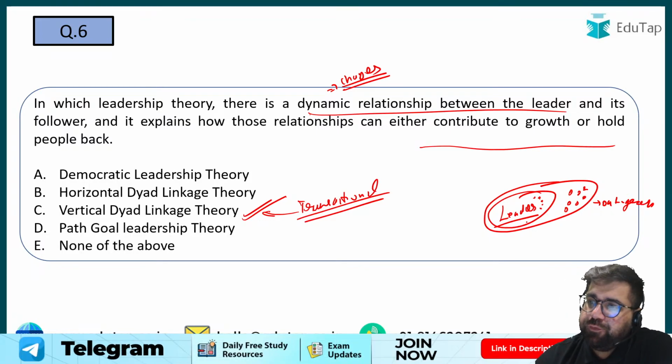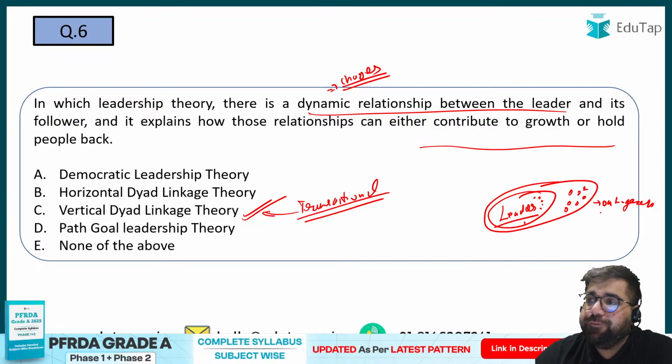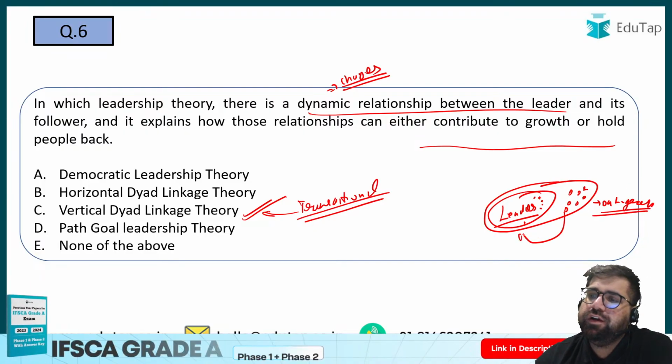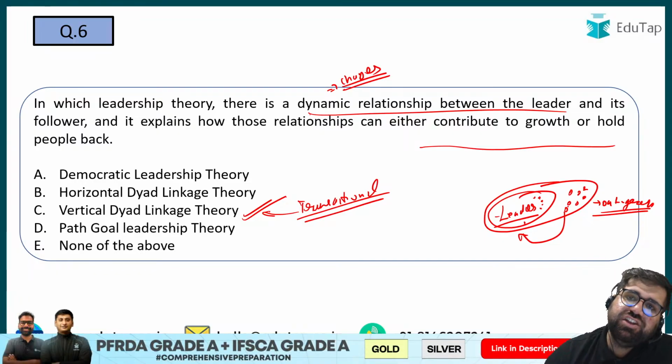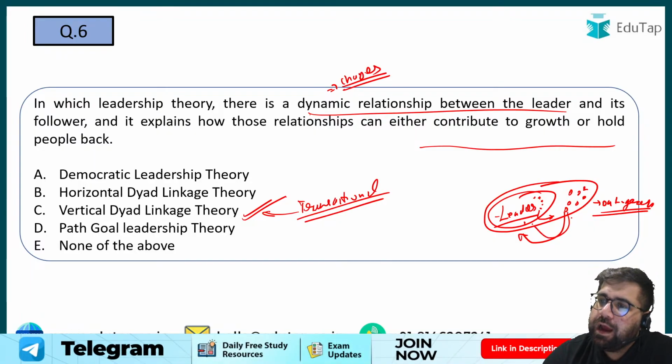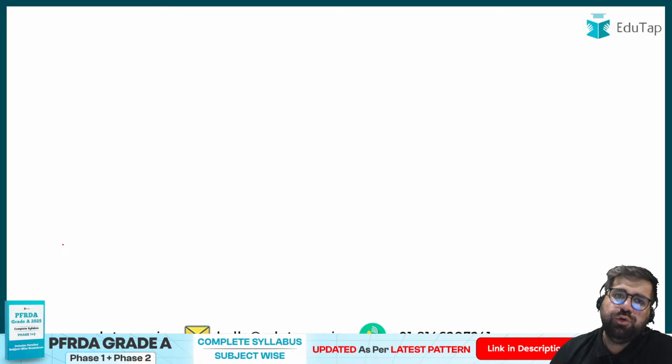Okay, so if you fall in the in-group, the leader will like you, give you all the important tasks, and give you a higher salary also. But if you are in the out-group, then definitely you do not have that much connection or repute with the leader. So this is what dynamic relationships are. A person can move from in-group to out-group to in-group. So these relationships can keep changing. Therefore, the answer over here is vertical dyad linkage theory.